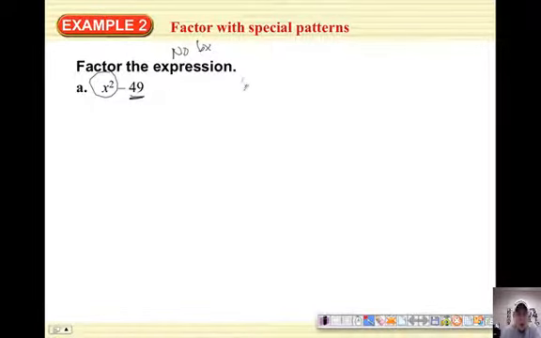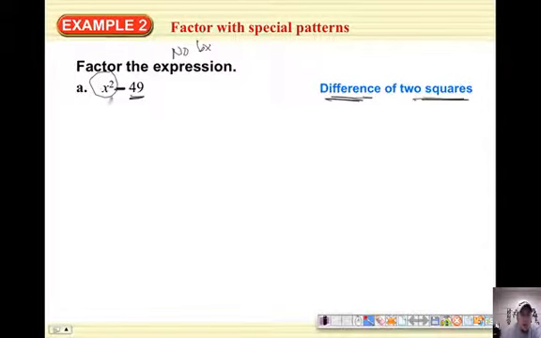This might be what we call a difference of two squares. See, difference means subtract. Yes, it is a difference. And are these two things squares? Is this a square? Well, obviously, it's x squared. Yes, that's a square. Is 49 a square? Actually, it is. It is 7 squared. So this is a square and this is a square. Difference of two squares. So, I like to rewrite it: x squared minus 7 squared.